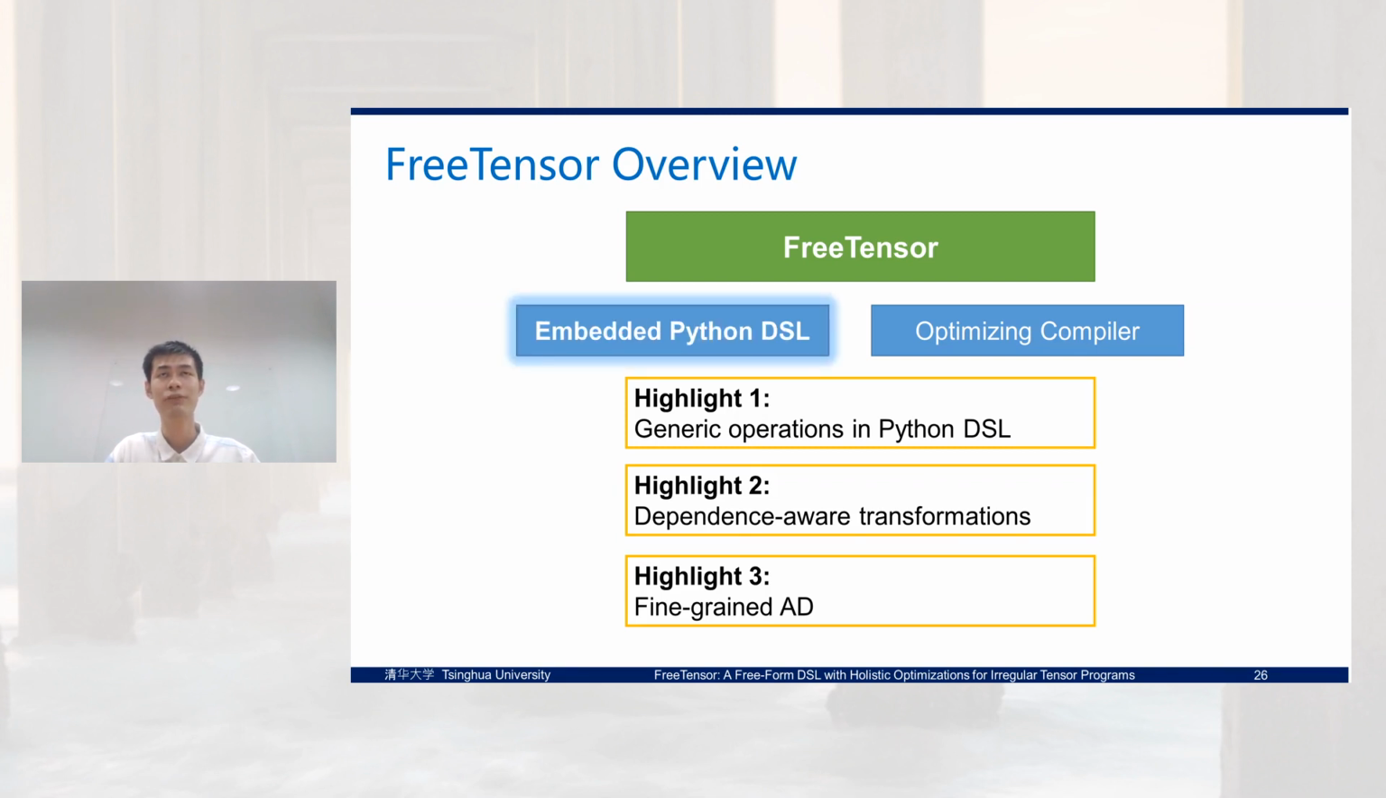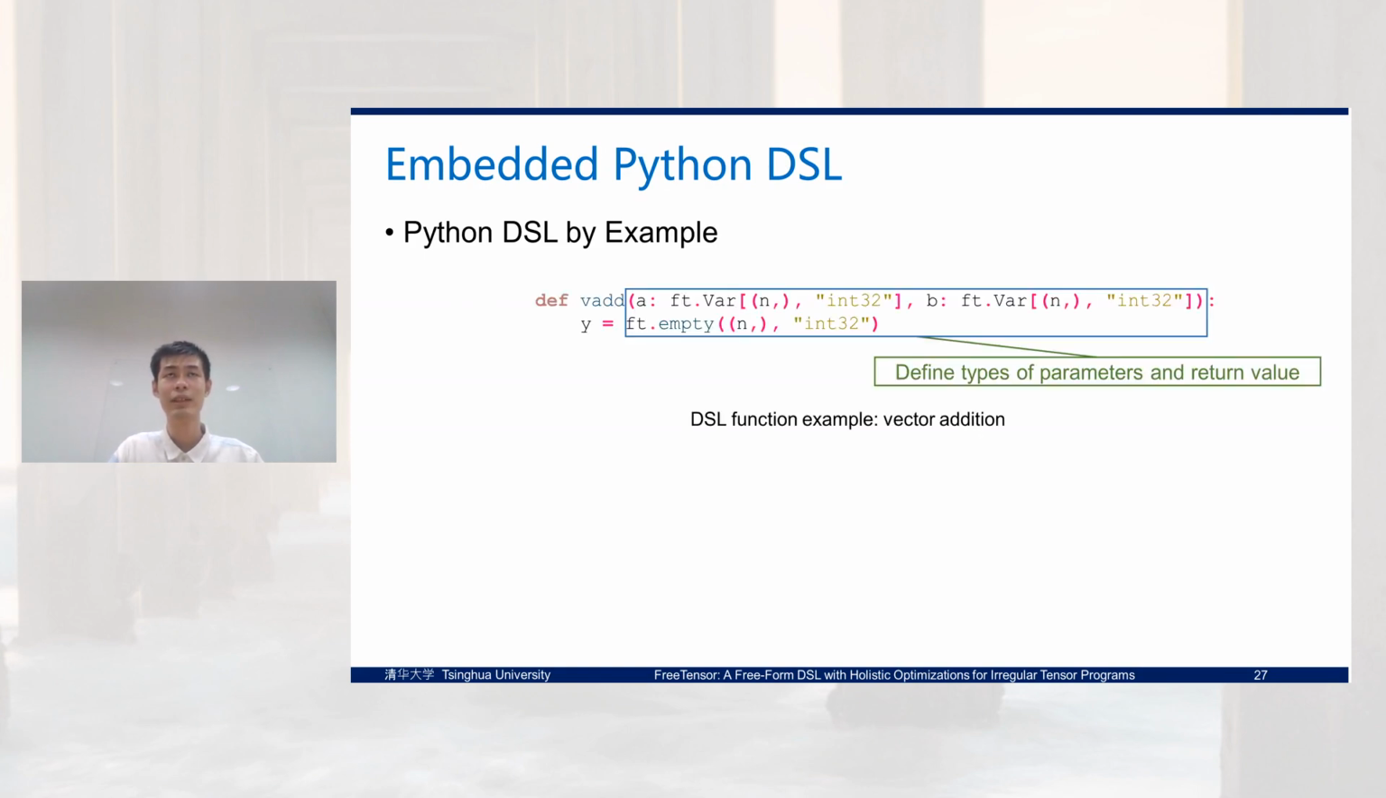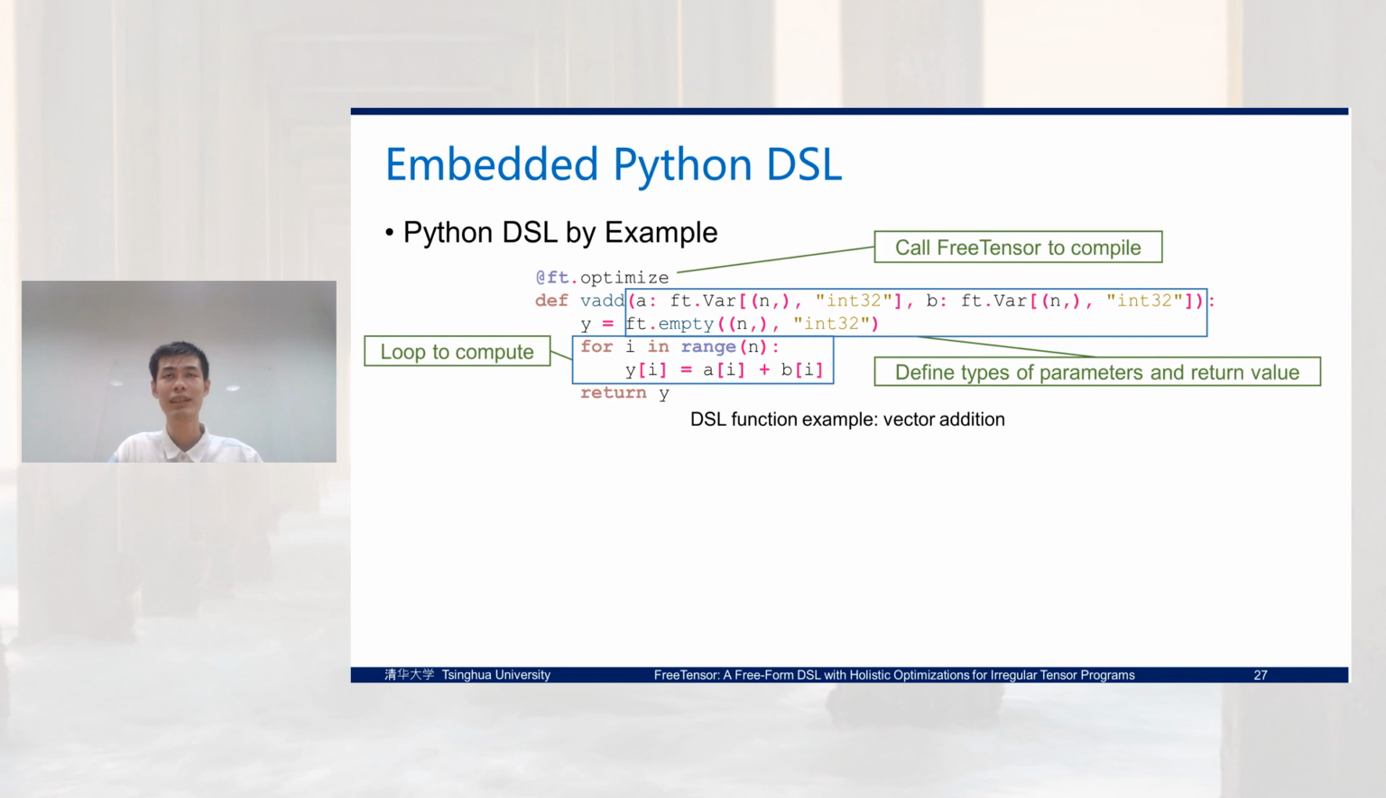First, I will briefly introduce our embedded Python DSL. Tensor programs in FreeTensor are written in our DSL. Here is a minimal example of a vector addition. We first define a DSL function, vadd. The tensor types of the parameters and the return values should be defined. Next, we loop over all elements in the tensor to do the addition. Finally, we mark the function with a decorator, calling FreeTensor to compile and optimize it.